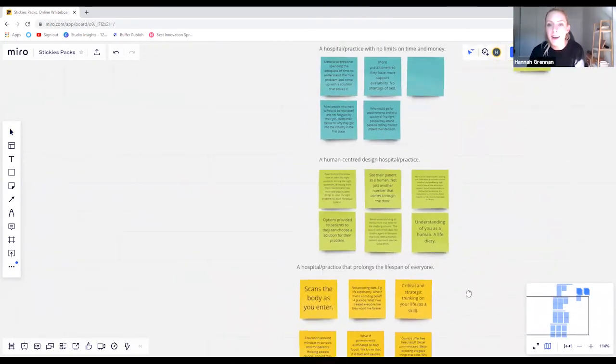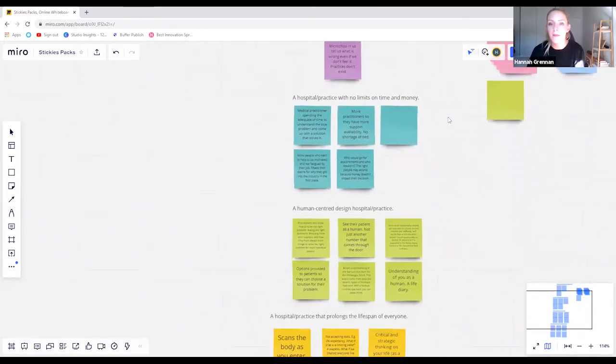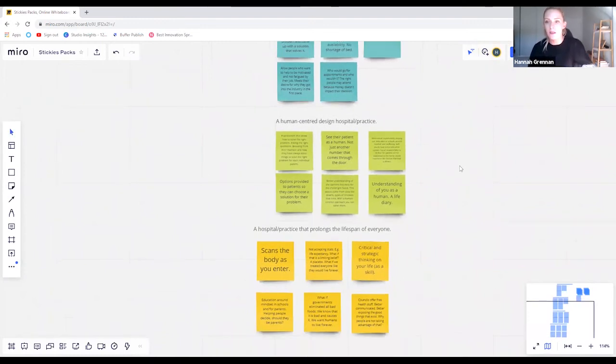I guess, what reflections have you both had from that activity? Do you think it's something that we could use with our clients to help come up with ideas and solutions for improving their service?